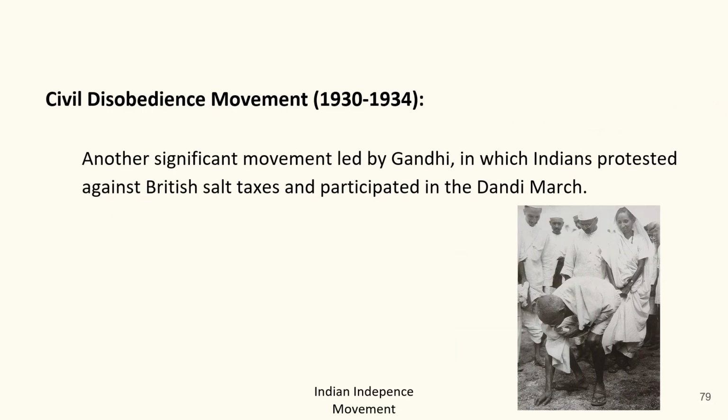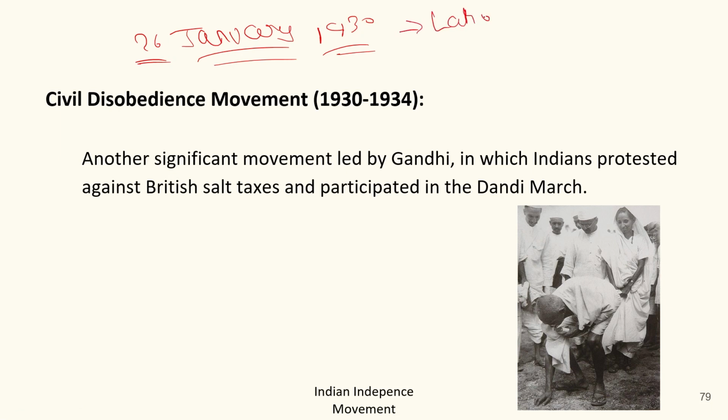Civil disobedience movement, 1930. Basically, what happened on 26 January 1929, or at some places it shows 1930. Both these dates are correct. They never come together in the exam. If they do, you will get benefit-of-doubt marks. Whether you select 1929 or 1930, you will get the marks. By rounding off, it was 1930 basically, so the most appropriate date is 26 January 1930, at Lahore, present-day Pakistan.